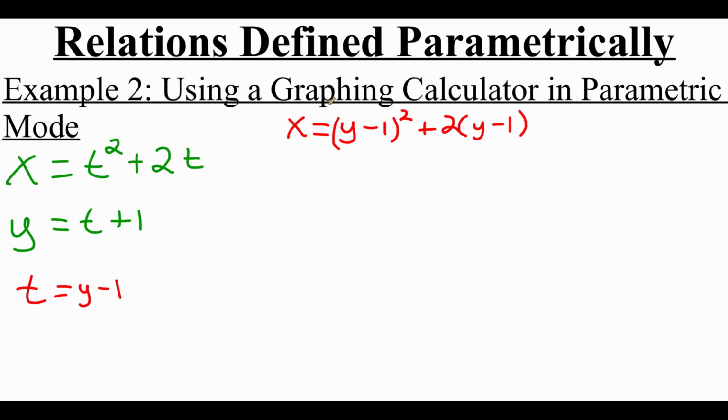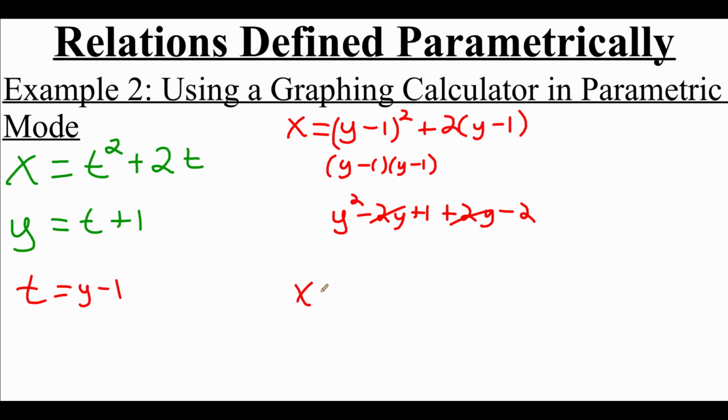And then I'm going to take that and plug it into my x equation for my t variables. So when I do this, I get x equals y minus 1 squared plus 2 times y minus 1. Now when I square this y minus 1, I have to take y minus 1 times another y minus 1 and FOIL that out. So I'm going to get y squared minus 2y plus 1. And then if I distribute the 2 on the end, I'll get plus 2y minus 2. If I combine like terms, the negative 2y and the positive 2y cancel each other out. The 1 and the negative 2 combine to get -1. So we're going to get x equals y squared minus 1.